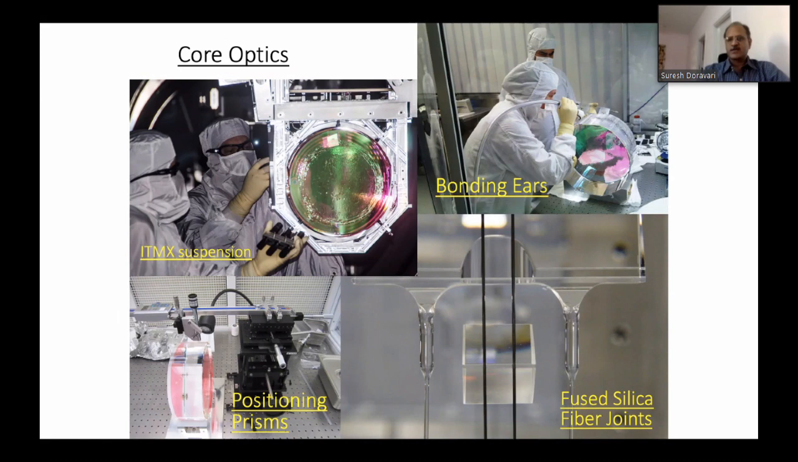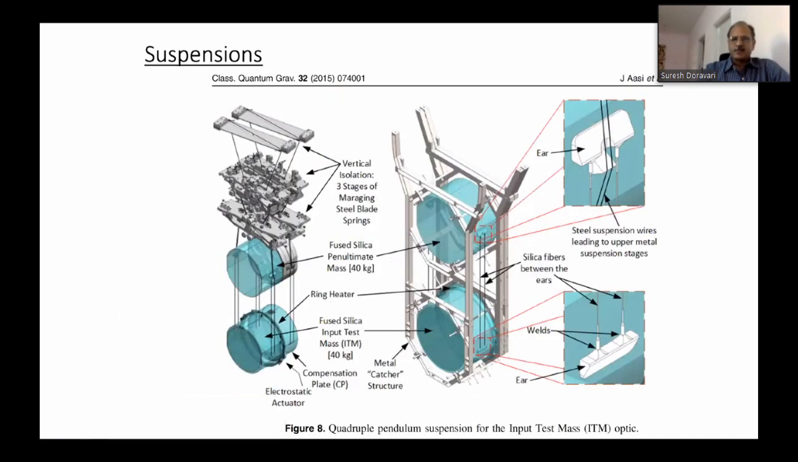In a normal laboratory, you would typically get what we call lambda by 10, which is 1/10 of a wavelength of light. These are lambda by 1,000 optics, so they require very special techniques to build. The suspensions have been largely developed at the University of Glasgow, in Italy, in Australia, and at MIT. So it's a global group. They've built various parts of it, and they've developed the technology together.